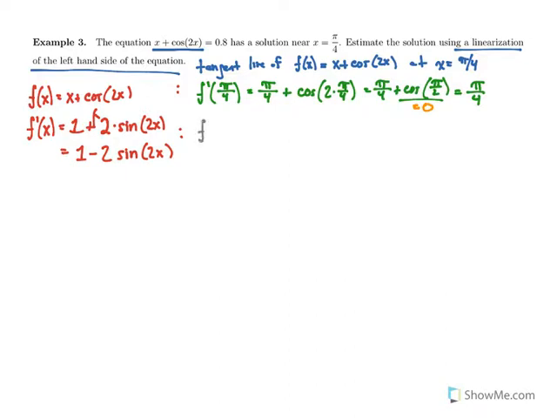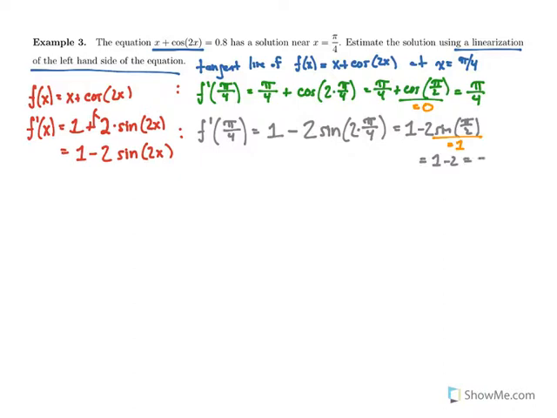For the derivative, we have 1 minus 2 sine of 2 times pi over 4. That's 1 minus 2 sine of pi over 2. We should know that sine of pi over 2 is equal to 1. So this is equal to 1 minus 2, or negative 1.